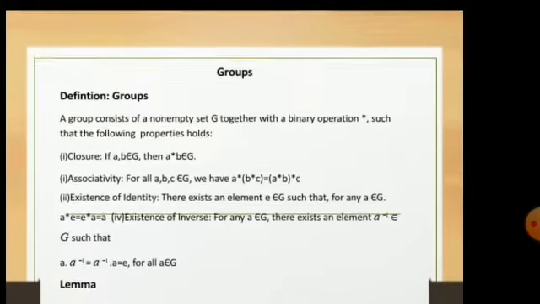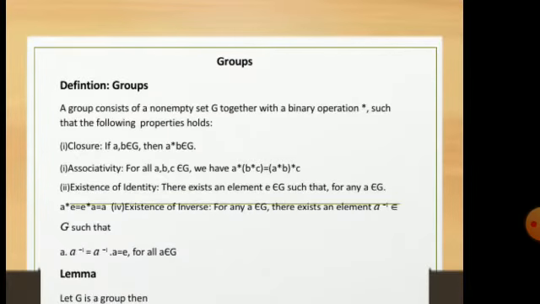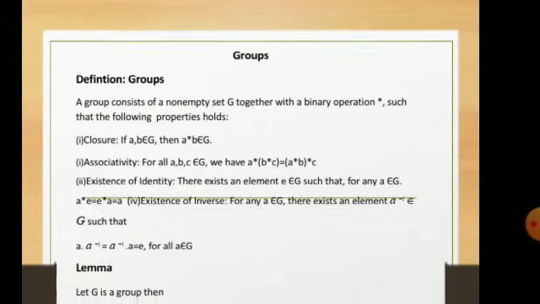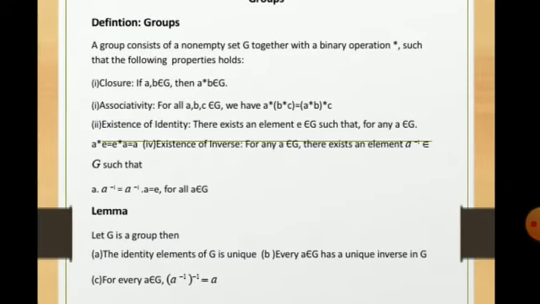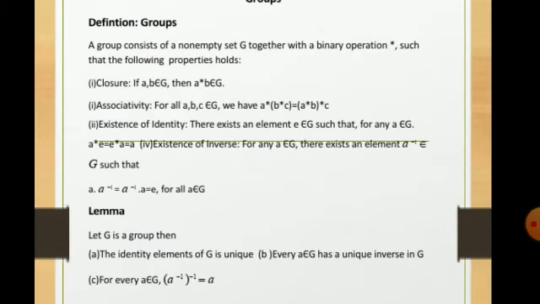In the previous video itself, we have discussed the definition of groups. A group consists of a non-empty set G together with the binary operation asterisk such that the following properties hold. There are four properties: closure, associativity, existence of identity, and existence of inverse. If these four properties are satisfied, then we can say a non-empty set G is a group.